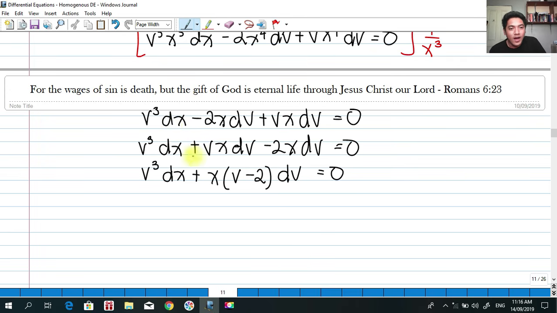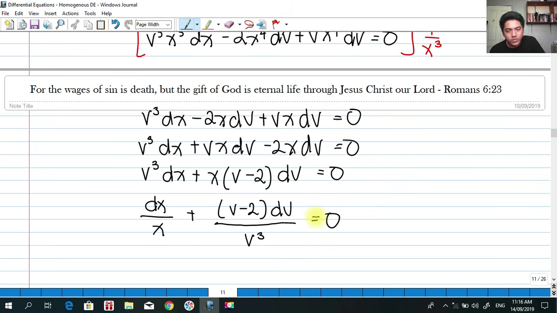We can group the terms in dx on this side of the equation and the v terms on this side of the equation, so that we can rewrite this as dx over x plus v minus 2 dv over v cubed is equal to 0. Okay, we simply multiply both sides of the equation such that we eliminate v cubed here, so we want to divide the whole expression by v cubed.